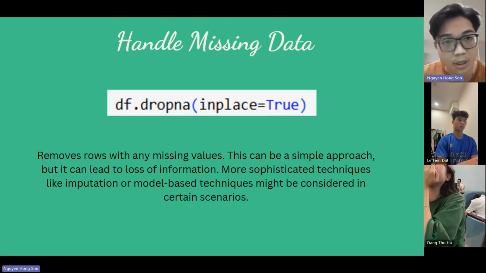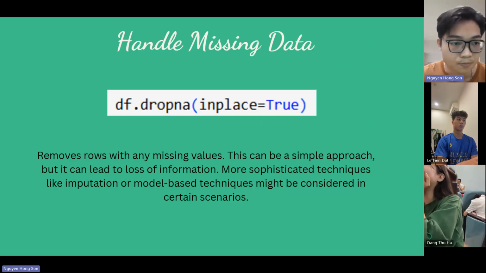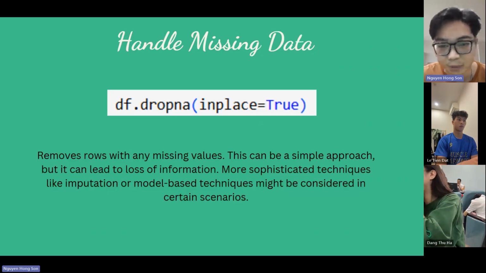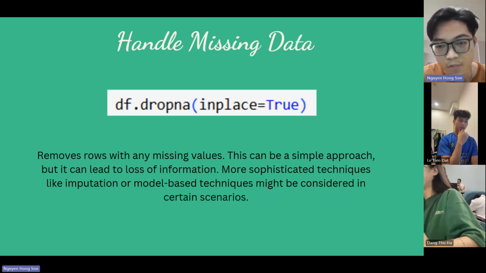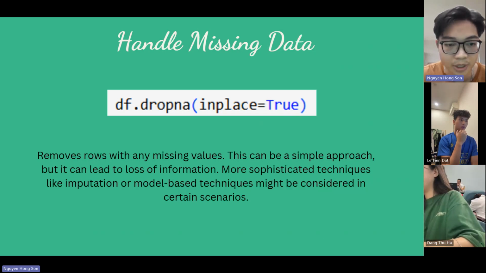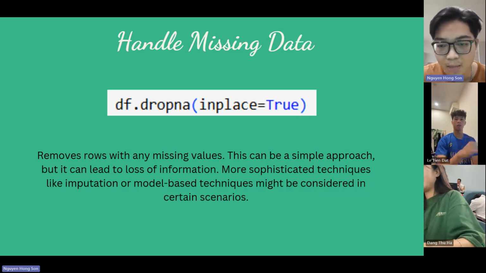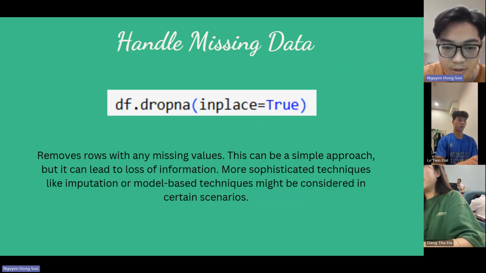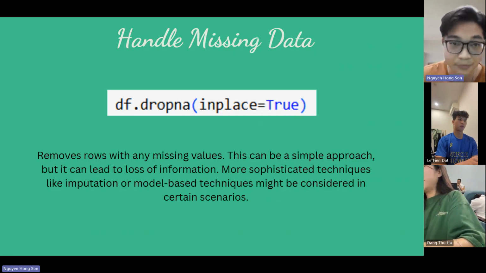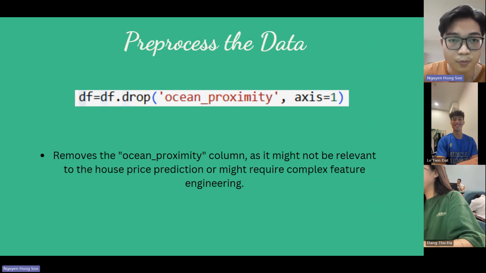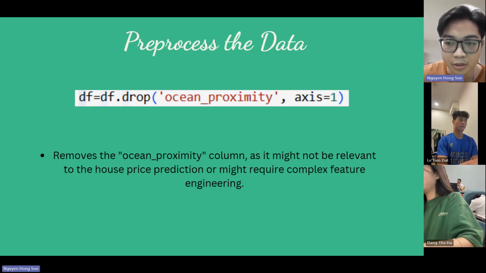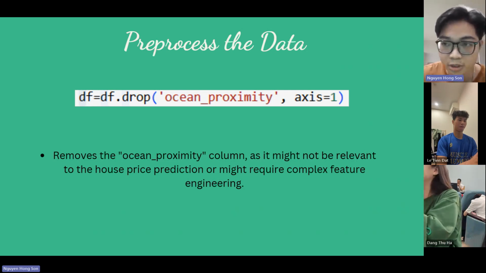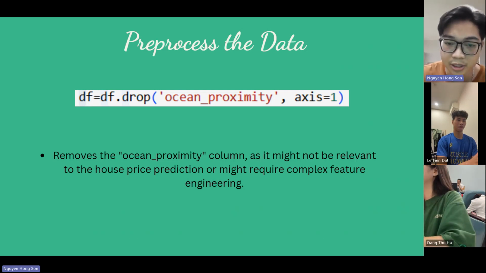Next slide, we handle missing data. Remove rows with any missing values. This can be a simple approach, but it can lead to loss of information. More sophisticated techniques like imputation or model-based techniques might be considered in certain scenarios. Then we process the data. Remove the ocean proximity column as it might not be relevant to the house price prediction or might require complex feature engineering.